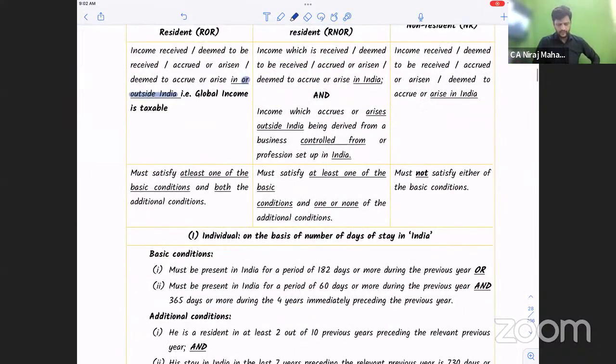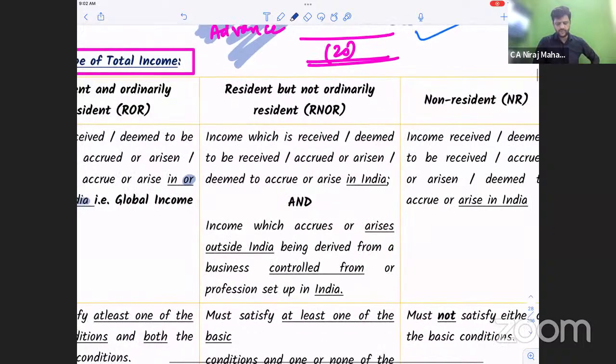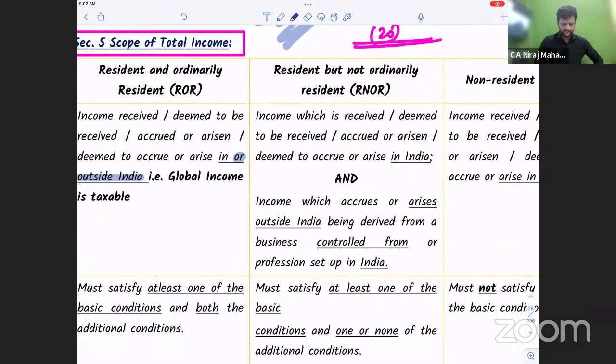Sure. Come to RNOR, Bacho. What is it saying? Income which is received or deemed to be received or accrued or arising in, or deemed to accrue or arise, but only in India. Clear or no? Who are we talking about now? RNOR. As well as income which accrues or arises outside India, but being derived from a business controlled from, or profession which is set up in India.